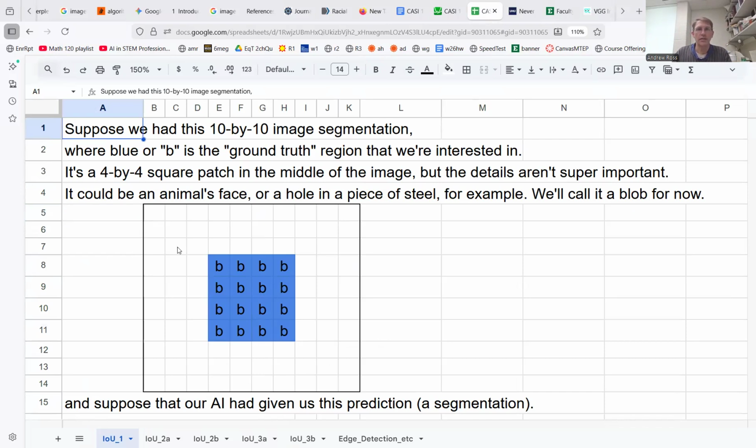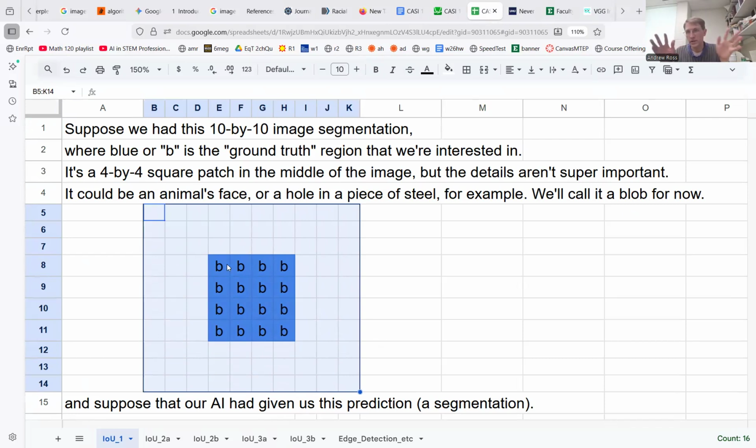So suppose we had this 10 by 10 image here, and it's a segmentation, and B, or blue, is the ground truth region that we're interested in. It's a 4 by 4 patch in the middle of the image, but the details aren't super important. It could be an animal's face or a hole in a piece of steel, for example. We'll just call it a blob for now.